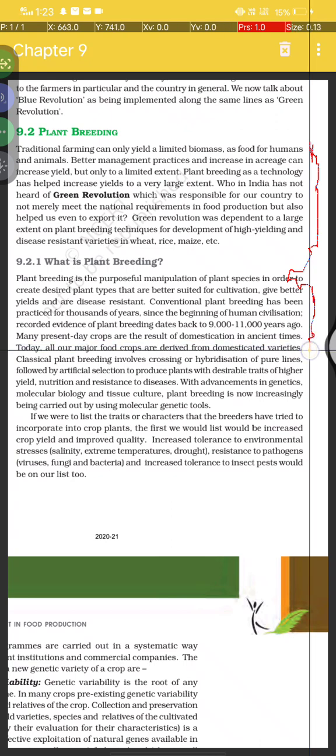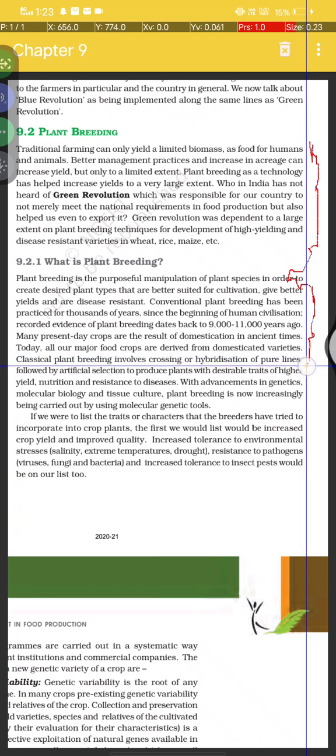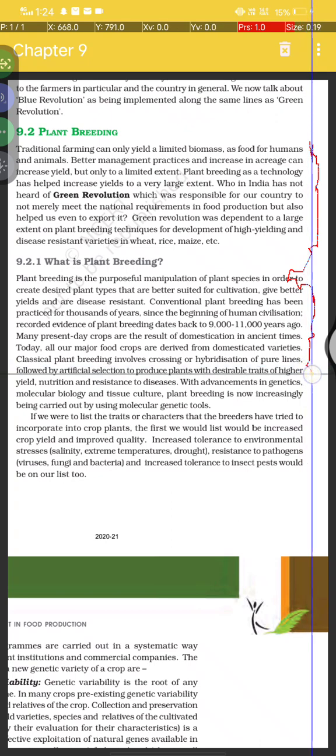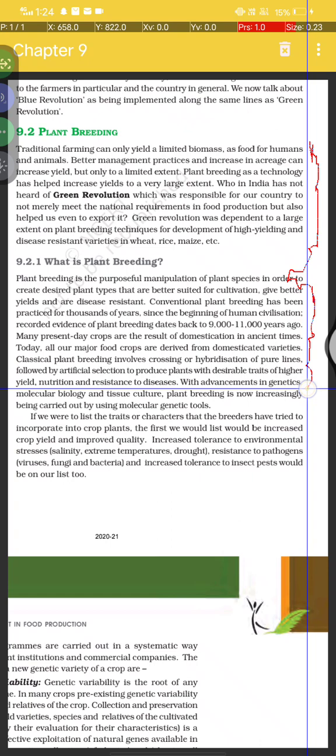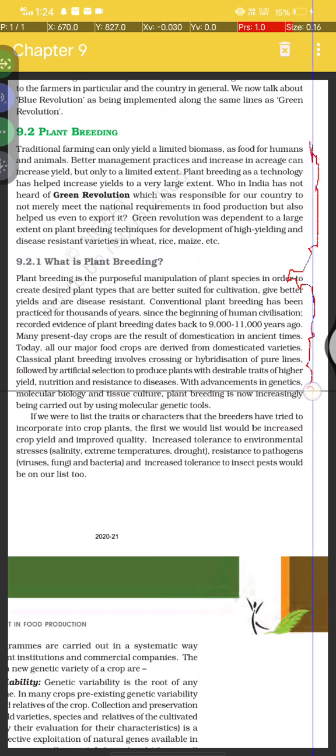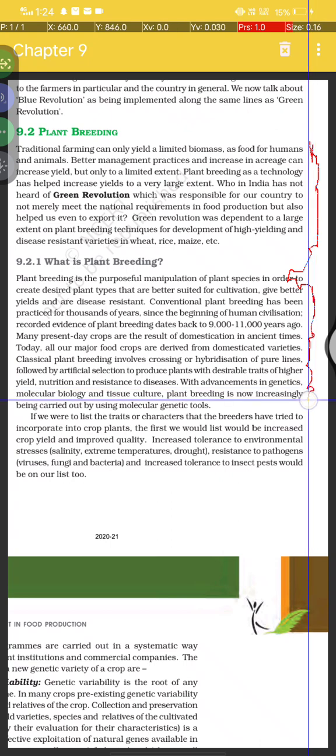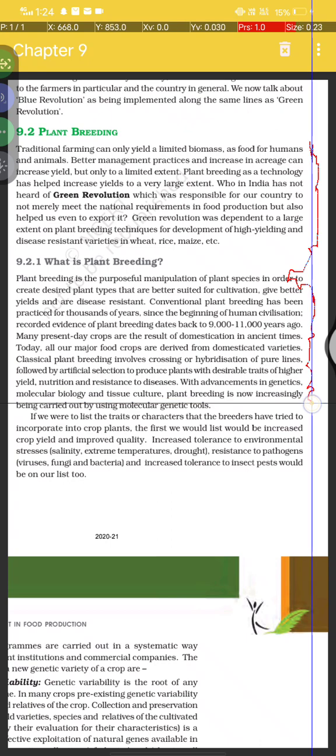Today, all the major crops are derived from domesticated varieties, and classical plant breeding involves the crossing or hybridization of pure lines, followed by artificial selection to produce plants with desirable traits of high yield, nutrition, and resistance to disease. With advancement in genetics, molecular biology, and tissue culture, plant breeding is now increasingly being carried out using molecular genetic tools.